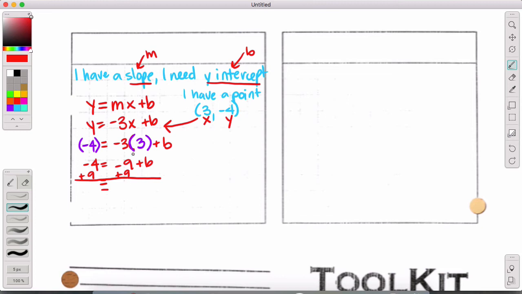So whatever you need, really. If you need to cross this off and write 0 plus b to remind yourself that you're making 0, then write that down. If you don't need it, then don't write that down. 5 is b.